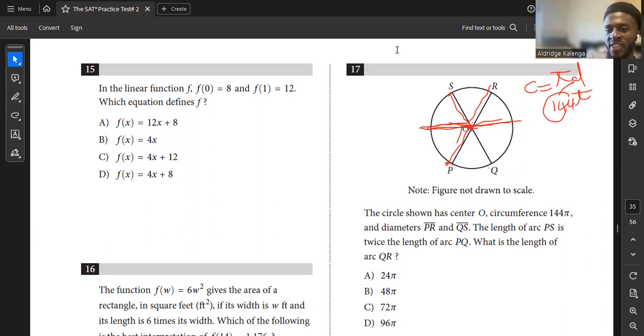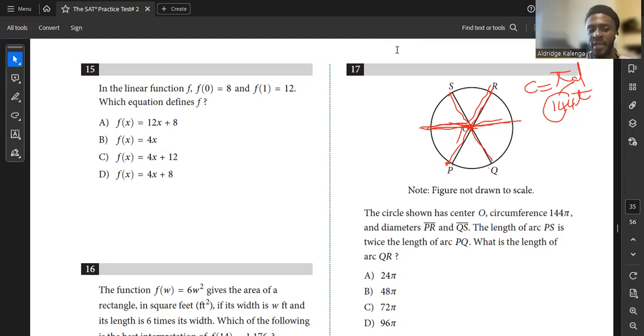So if the whole thing is 144, and now we have 6 divisions, you do 144 divided by 6, which is 24. So for you to find QR, you go from here to here. It means the radius is 24 plus another 24, that's 48.